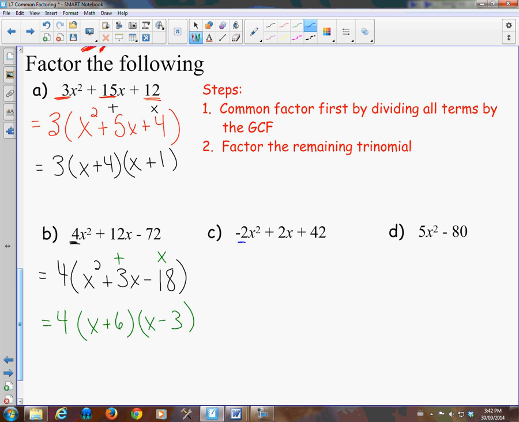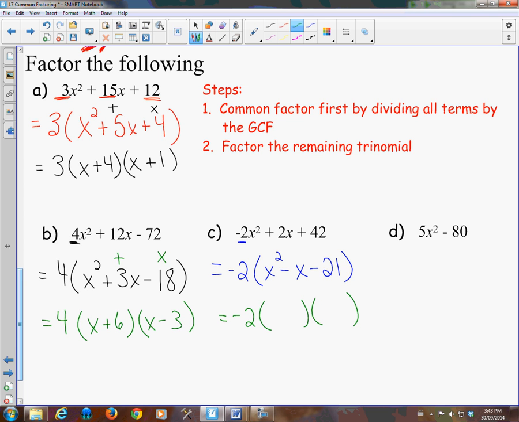Next one, -2 in front. So I'm going to divide everything by -2. Watch when you're dividing by a negative that your signs will change. So when I divided everything by -2, I got x squared. 2 divided by -2 is -1. And 42 divided by -2 is -21. And there's that trinomial again.